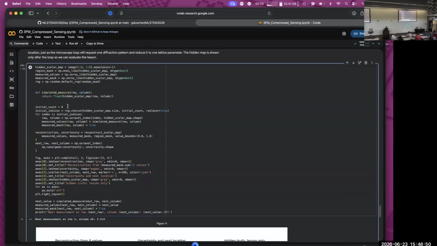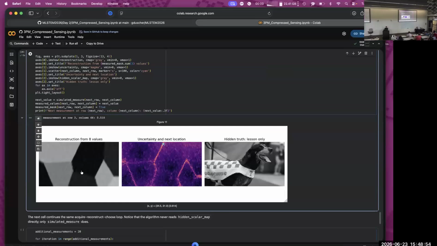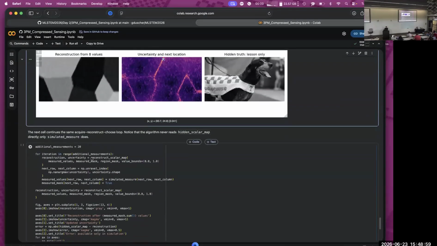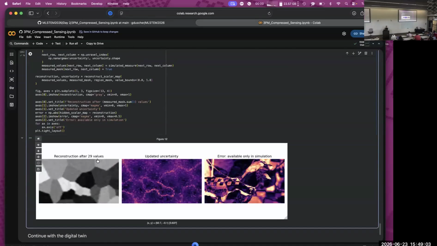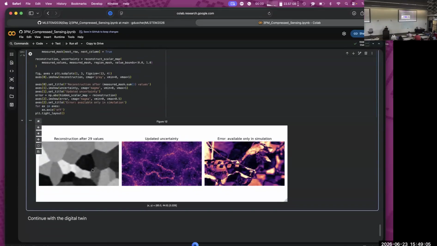So here we take 8 initial seed positions. Here's our reconstructed image from 8 values. That makes sense. If we do 20 additional measurements, okay, it's starting to look a little better, but a lot of our high frequency information is still completely lost. And so this is one of the warnings I was trying to mention at the last part of the talk, where if you undersample, you're just not going to see some of the smaller features.